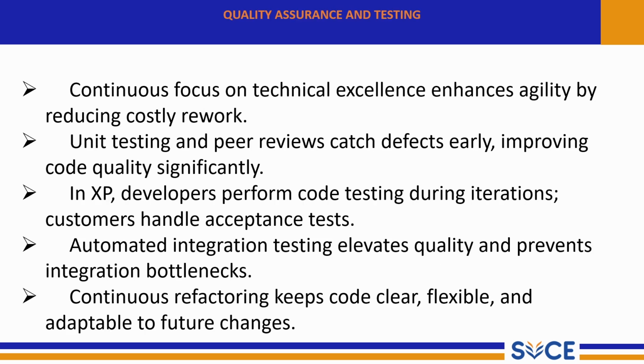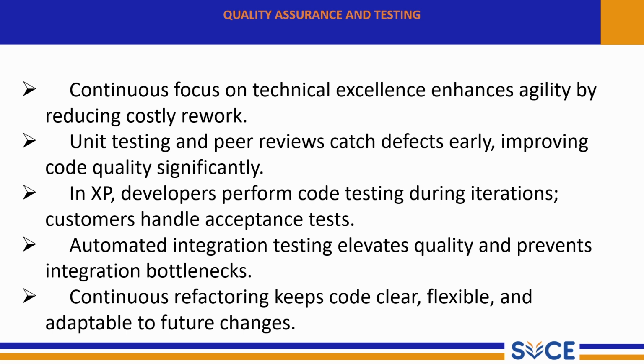And next one, quality assurance and testing. Continuous focus on technical excellence enhances agility by reducing costly rework. In Agile, quality is not checked at the end. Instead, it is maintained throughout development. By writing clean code and following best engineering practices from the beginning, Agile teams avoid rework later, which saves time and effort.